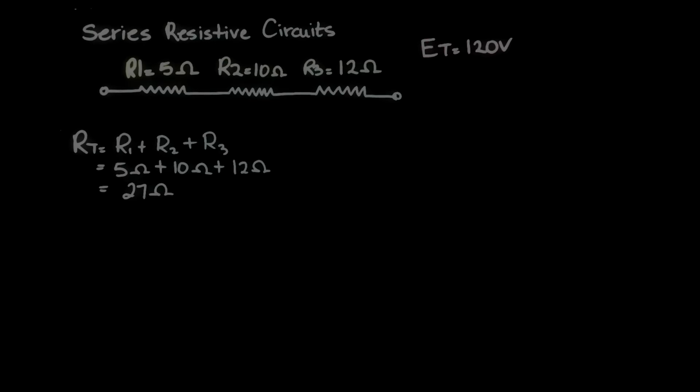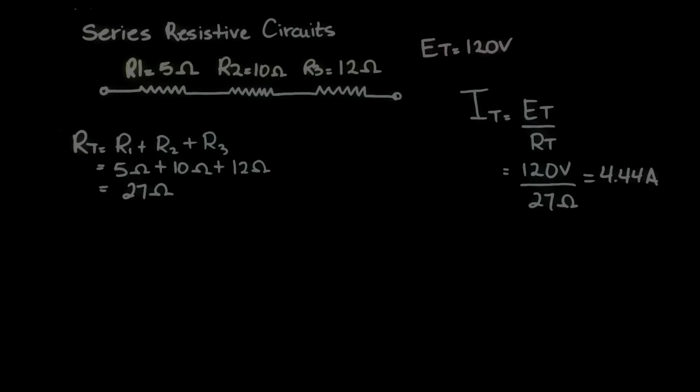Now that we have our resistance total, we can solve for the I total current in the circuit using Ohm's law. So the formula for Ohm's law is I total equals E total over R total, which is 120 volts, your applied voltage, E total, divided by our resistance total, which we just added to give us 27 ohms. This gives us a total current of 4.44 amps. So that is the value of current that will be flowing through this circuit.